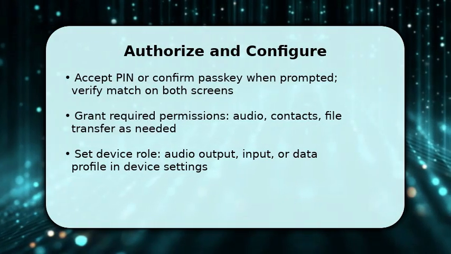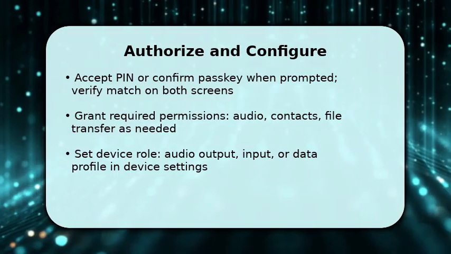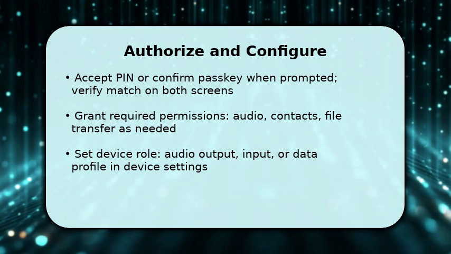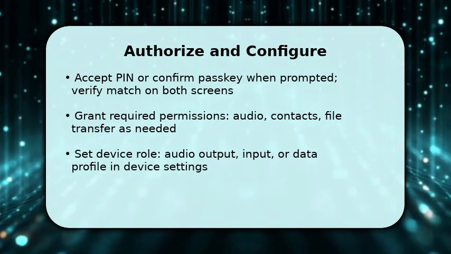After that, open device settings to choose the primary role. Set as audio output, microphone source, or data device. This ensures your apps use the right connection and avoids conflicts between multiple paired devices.